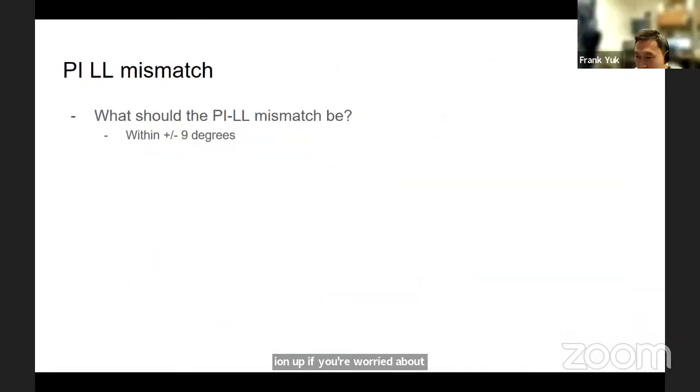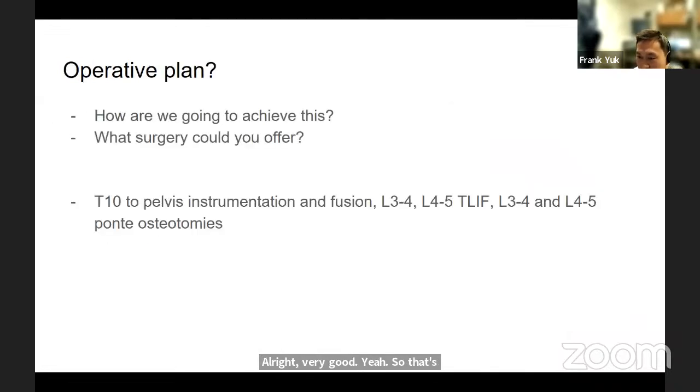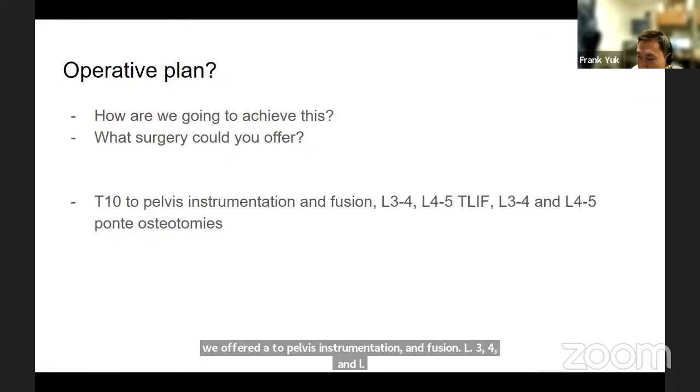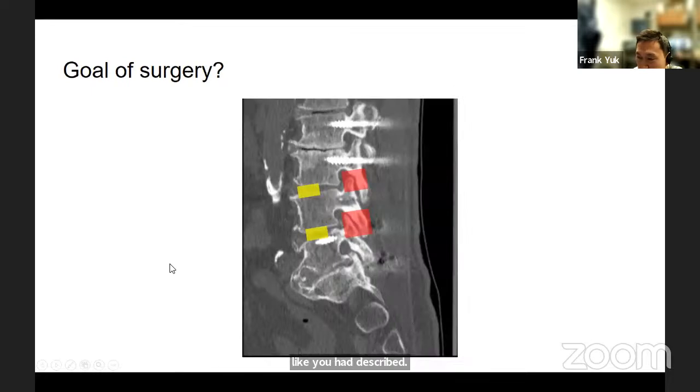All right, very good. Yeah, so that's very similar to what we described. We offered a T10 to pelvis instrumentation and fusion, L3-4 and L4-5 TLIFs, and then L3-4 and L4-5 Ponte osteotomies, like you had described. And so this is the goal of surgery: to get 2 cages in at L3-4 and L4-5, and do Ponte osteotomies, removing the facets at L3-4 and L4-5 in these red boxes here.